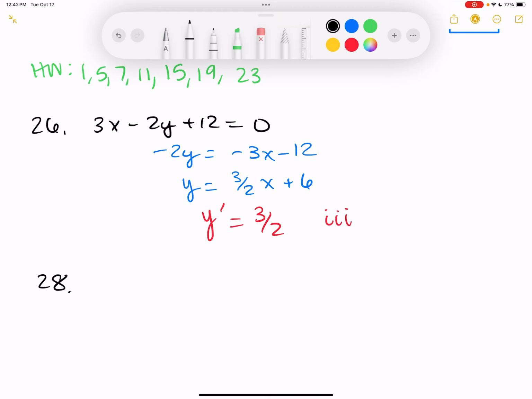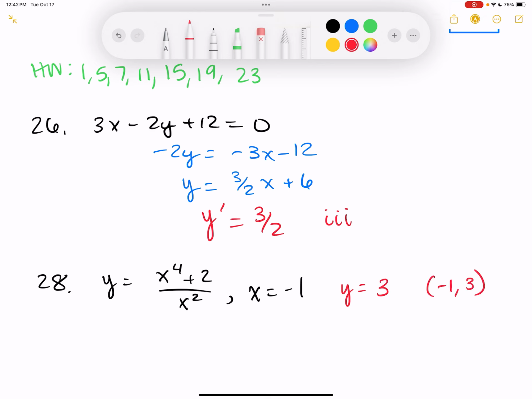All right, find an equation for the line tangent to the curve at the given point. And so y equals x to the fourth plus 2 over x squared, x equals negative 1. So first of all, I know that I'm obviously going to ultimately need an xy point because I'm going to need point slope form to get the equation of my tangent line. So what is y in this situation if I plug in negative 1 for x? 3. So the point is going to be negative 1, 3 that I'll be using ultimately. So I like to just go ahead and get that out of the way because I don't have to worry about it later.